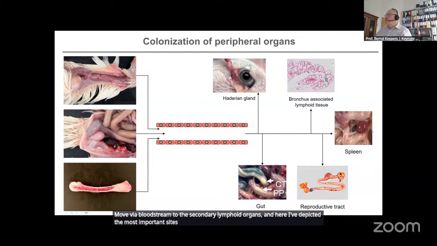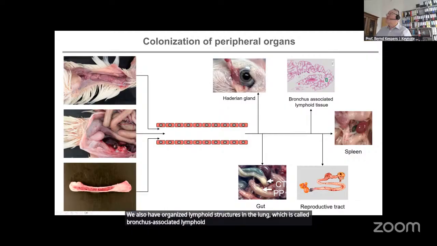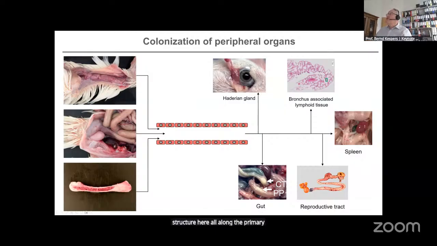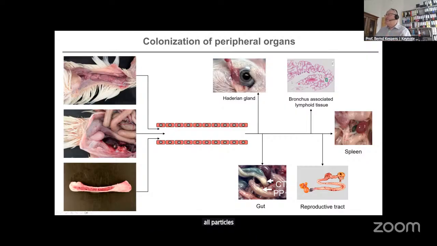Let's get started with the spleen. Everybody is aware of the spleen as a very important immunological organ. We also have organized lymphoid structures in the lung, which are called bronchus-associated lymphoid structures or tissues. You see these dark blue structures here all along the primary bronchus. So they get very early in contact with all particles and antigens which are delivered via airflow during breathing.